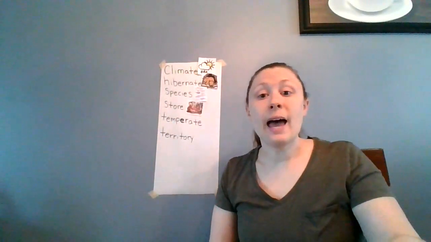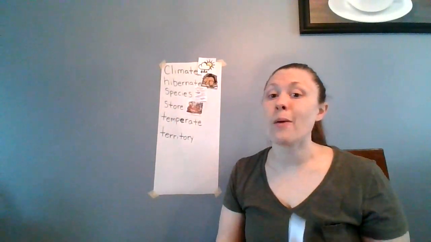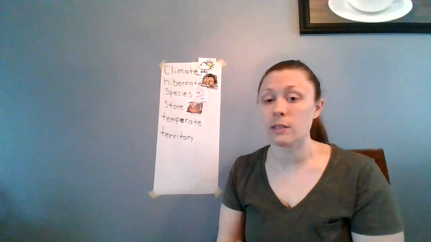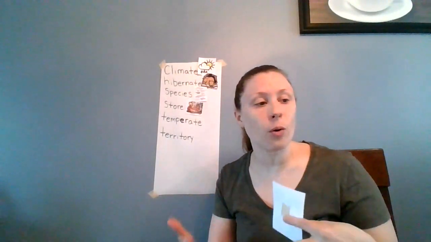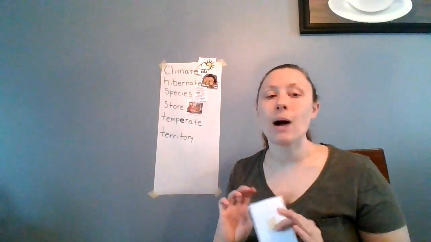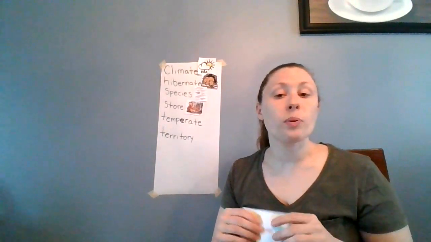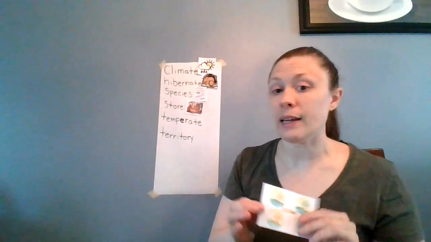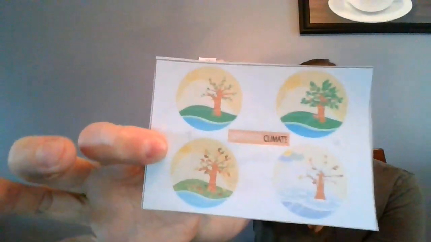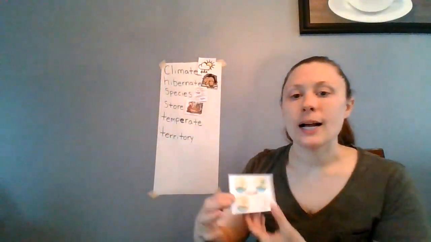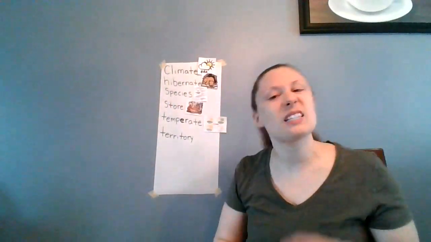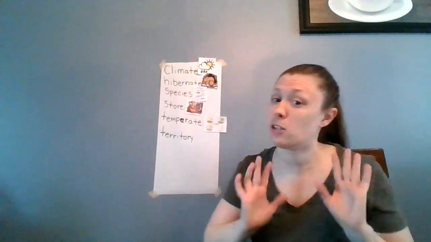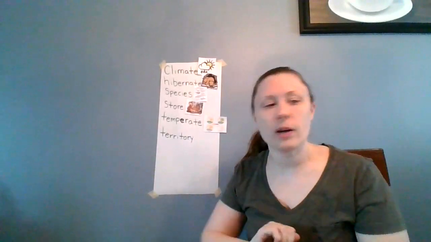Our next word is temperate. I told you we're going to talk about temperate deciduous forests. Temperate means not extremely hot or cold, a middle or moderate temperature. Places in the United States where we live are temperate. We live in a temperate area because it's not super duper hot all the time and it's not super duper cold. It's somewhere in the middle.